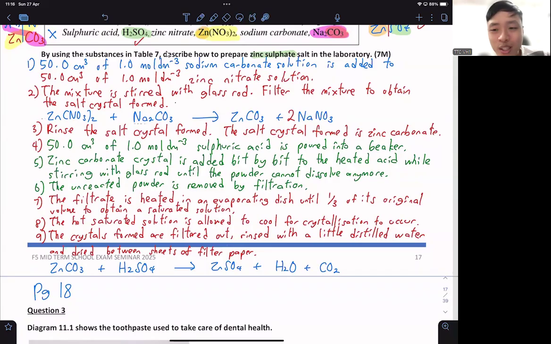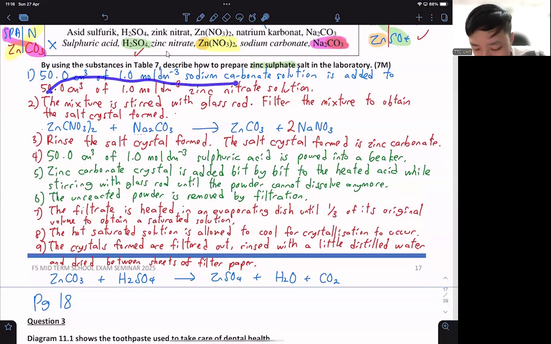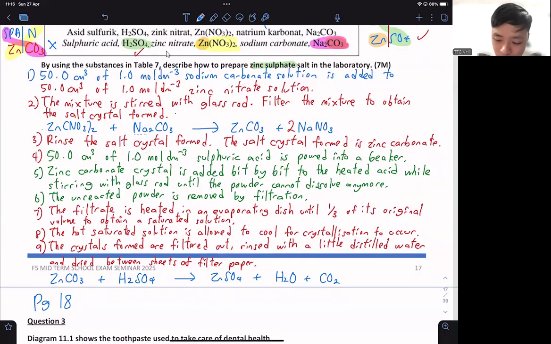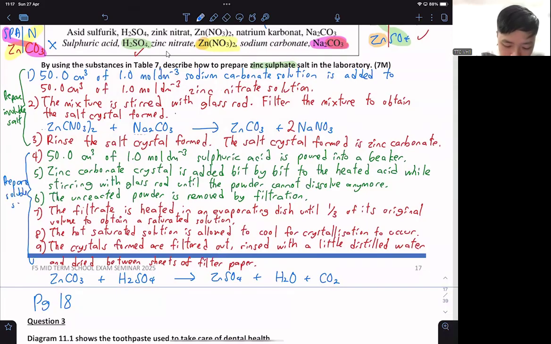The key point is this one is a bit tricky question. So you have to prepare two times. Prepare the one on top, 1 to 3, wait, I write for you. 1 to 3, that one is to prepare the insoluble salt first. Then the other part, all these are to prepare the soluble salt. Like this, a bit tricky.